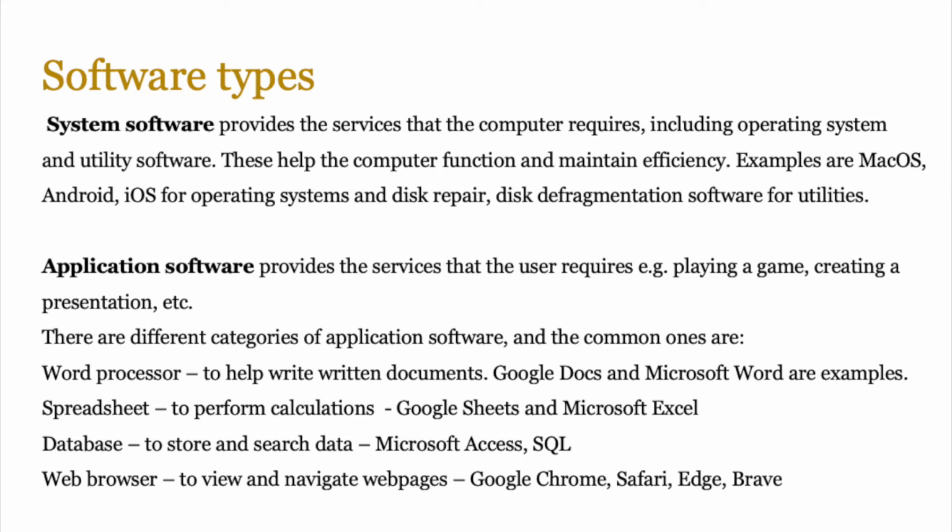So what are the categories you need to know about application software? Well, they are word processors. They help write written documents. Google Docs and Microsoft Word are examples of those. There are spreadsheets, which are used to perform calculations. And examples of those are obviously Google Sheets and Microsoft Excel. You have databases, which allow users to store and search, and Microsoft Access is a good example. Of course, there's SQL as well, structured query language.